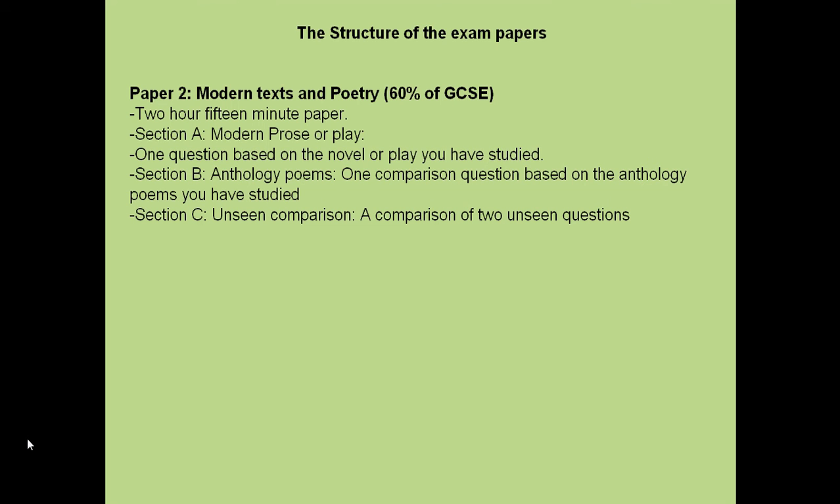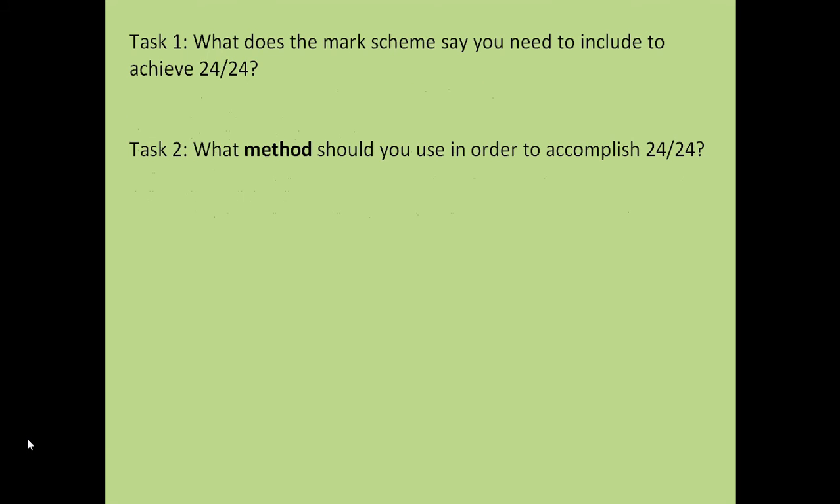We've already gone through previous videos which look at how to plan and answer perfect marks for A and B. We're now focusing on the unseen section, which does have 2 questions. Now, to get 24 out of 24, what does the mark scheme say you need to include? And then to achieve perfect marks, what method do you employ in order to ensure you achieve that in your writing? Please press pause and then press play when you're ready to resume.